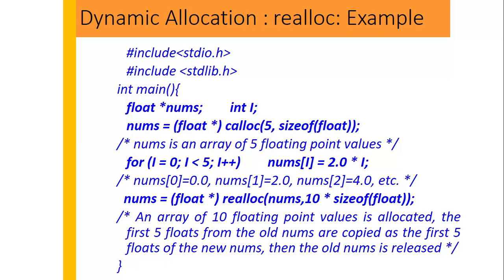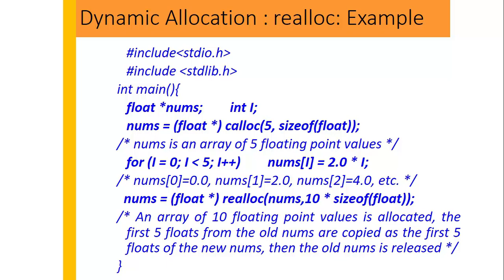Now we want the size of the memory to be increased. So how can we do that? num = (float *)realloc(num, 10 * sizeof(float)), again typecasting, with the same pointer we want to increase. Now instead of 5, it will have the capability to store 10 float values. An array of 10 floating point values is allocated. The first 5 floats from the old num are copied as the first 5 floats of the new num, and the old num is released.